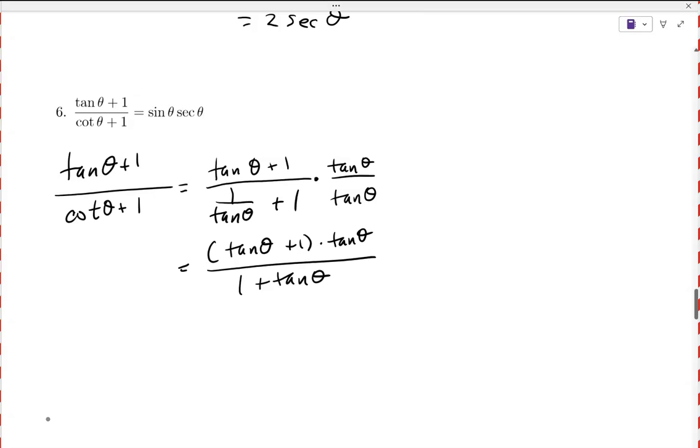That was loud, sorry. Yeah, the tangent plus 1's cancel, don't they? Hey, look what we're left with. Tangent. We already agreed that that was what we were looking for, right?